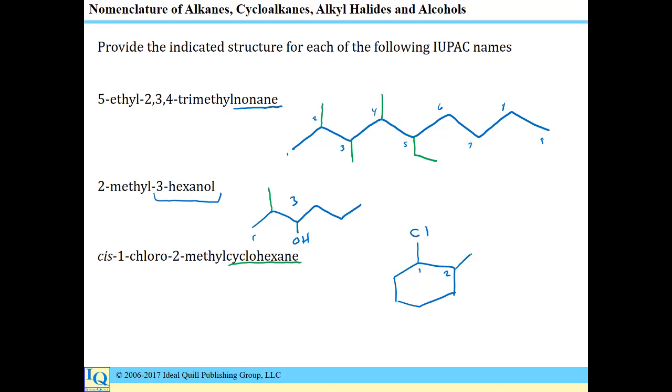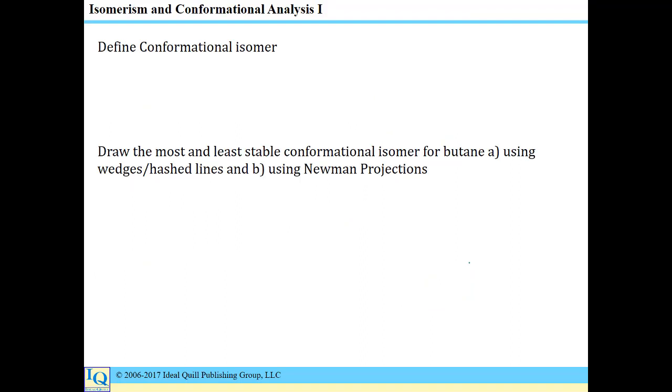The last thing we have to address is this cis label of configuration at the front of the name. The cis label indicates that both groups are pointed the same way. We could draw both of these as wedges or both of these as hash lines. In this case I'll choose to use wedges, and that is a correct representation for cis-1-chloro-2-methyl-cyclohexane.